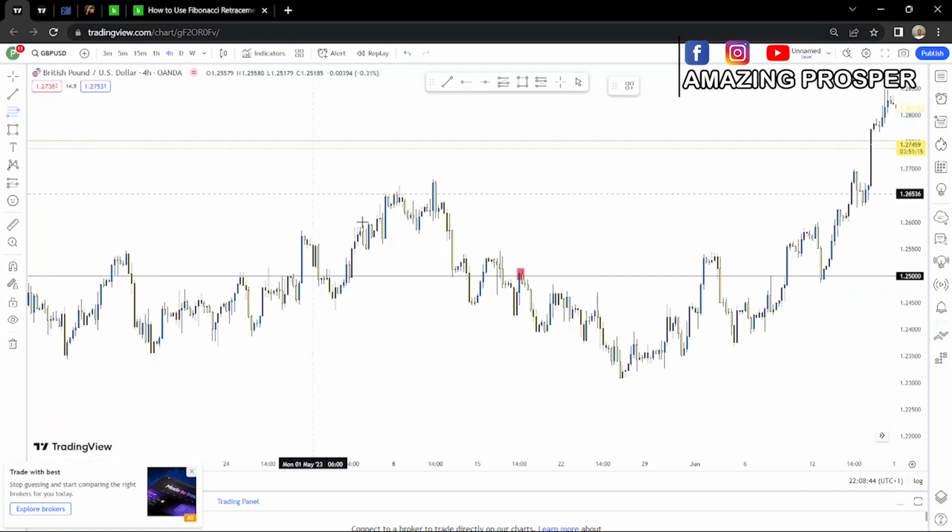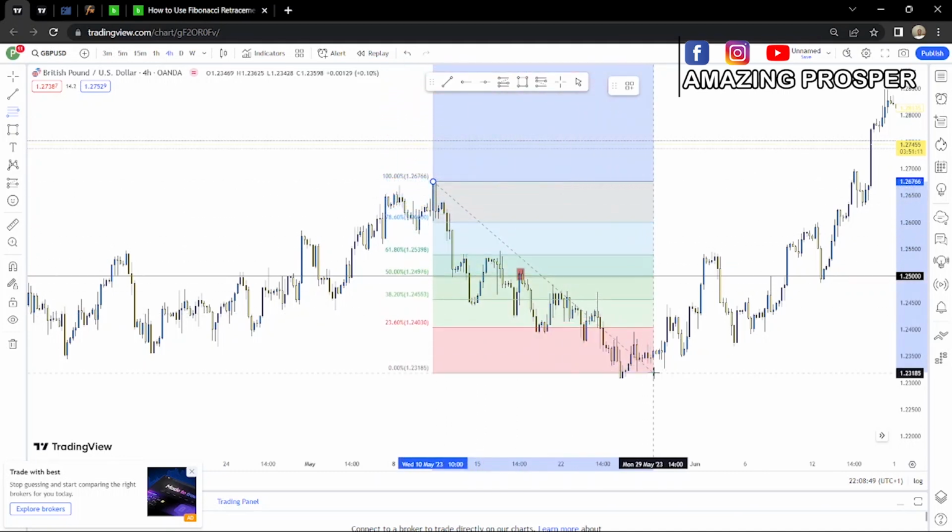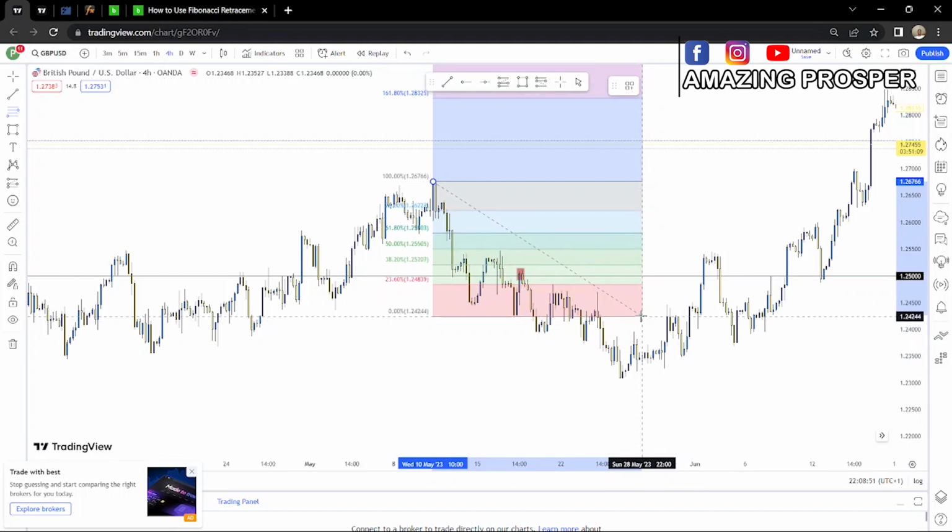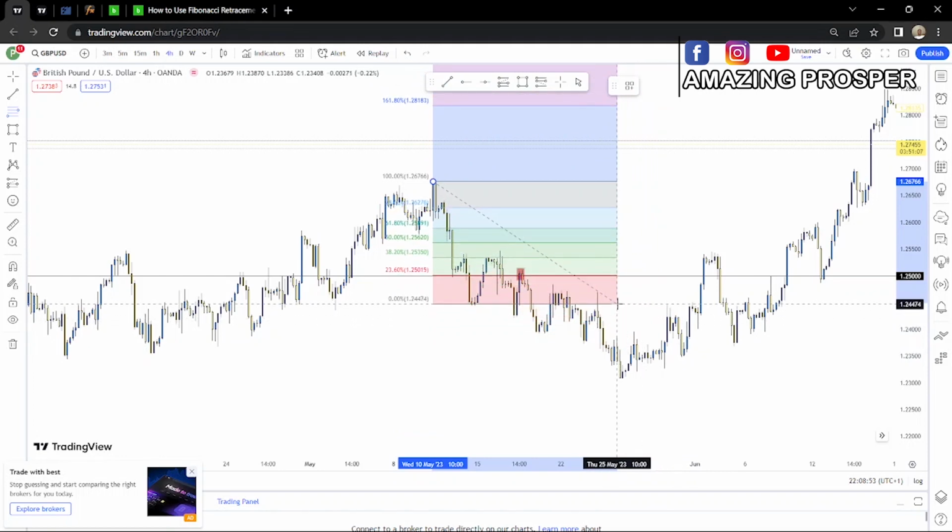That's the one you will use. Once you click on it, you start from the left, then you drag it to the right side. Let's check where this market retraced on 38.2. Yeah, this is where the market retraced. So Fibonacci retracement level, I don't know how yours is showing on your chart, but mine is showing 38.2.